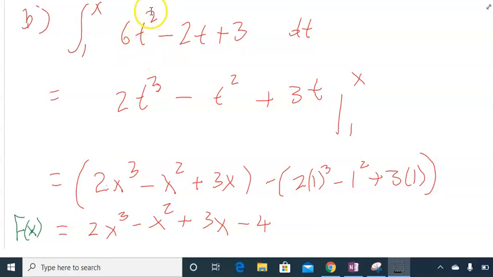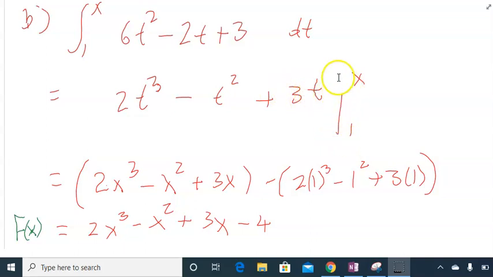So that would be 6t to the third divided by 3, which gives you 2t cubed. The next one, minus 2t, becomes t to the 1 plus 1 over 1 plus 1, which is 2t squared over 2, so that gives you t squared. Then apply the same rule to the 3: t to the 0 plus 1 over 0 plus 1, which leaves you with plus 3t.